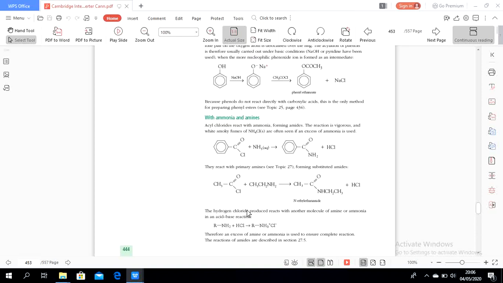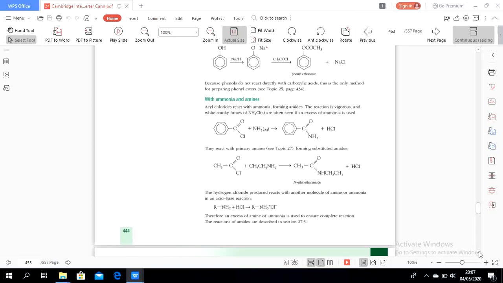The hydrogen chloride produced reacts with another molecule of amine or ammonia in an acid-base reaction. So, acyl chloride reacting with amines is called an acid-base reaction. Okay, and then next.